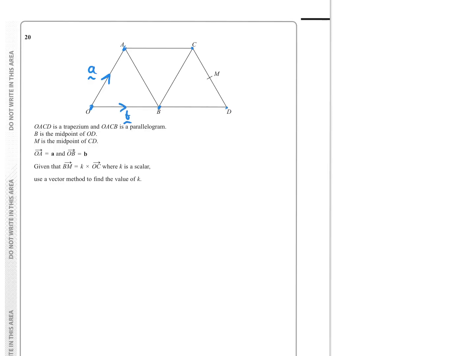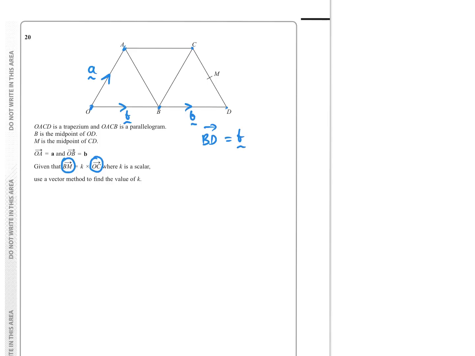Now, given that BM is some multiple of OC where k is a scalar, and a scalar just means a number without any dimensions. It's certainly not a vector, so it's just a number. So use a vector method to find the value of k. So we've got to try and find BM, OC, and see how they differ from each other.